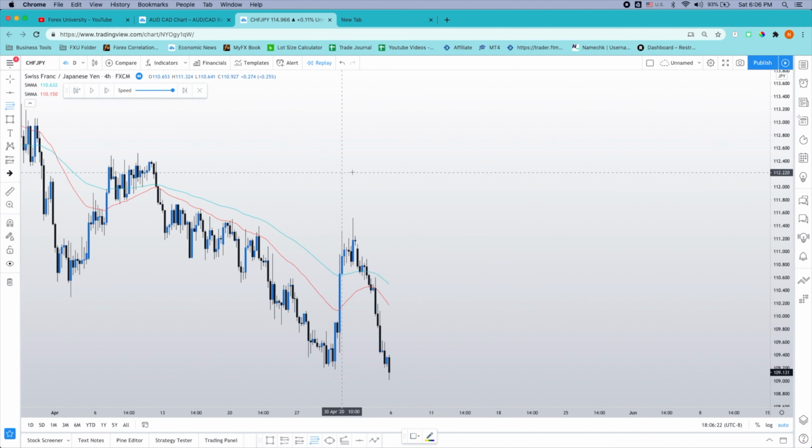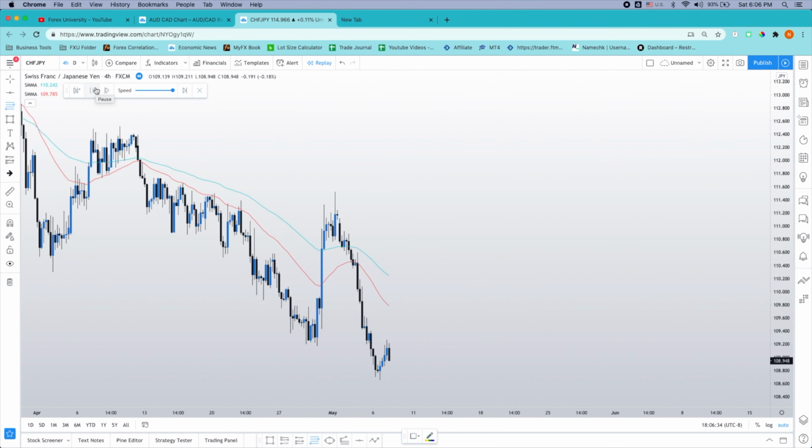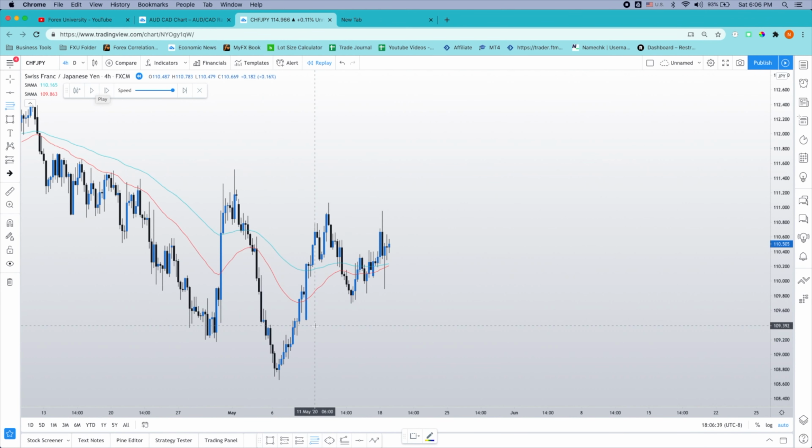Okay, so I have the replay button pulled out so we can actually find some opportunities to use this Fibonacci tool in warp speed time. So I'm going to hit play and we're going to look for a swing high and then a pullback. So right here, let me stop that really quick. I already see something right here.